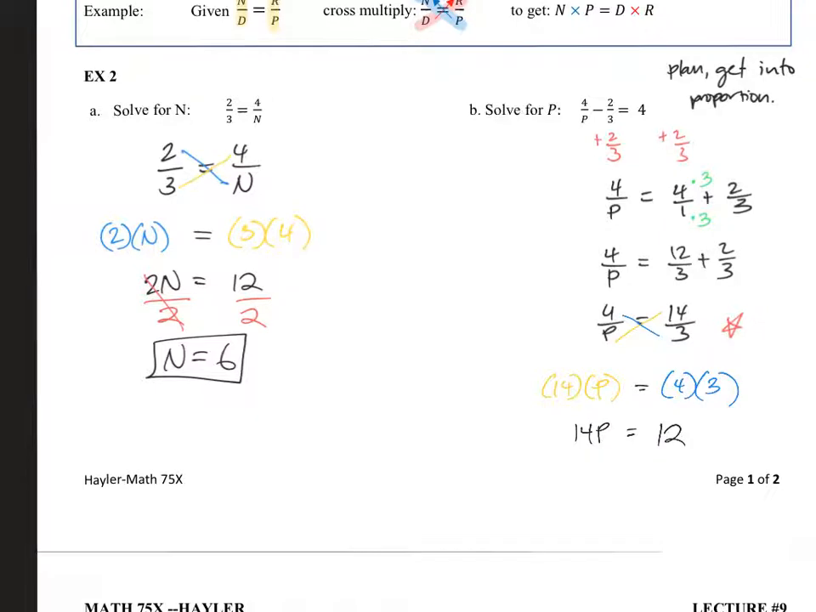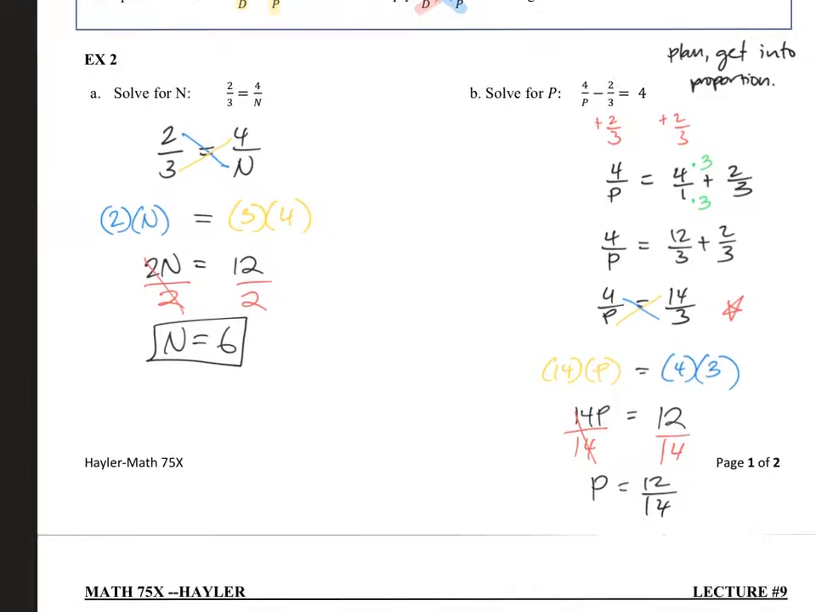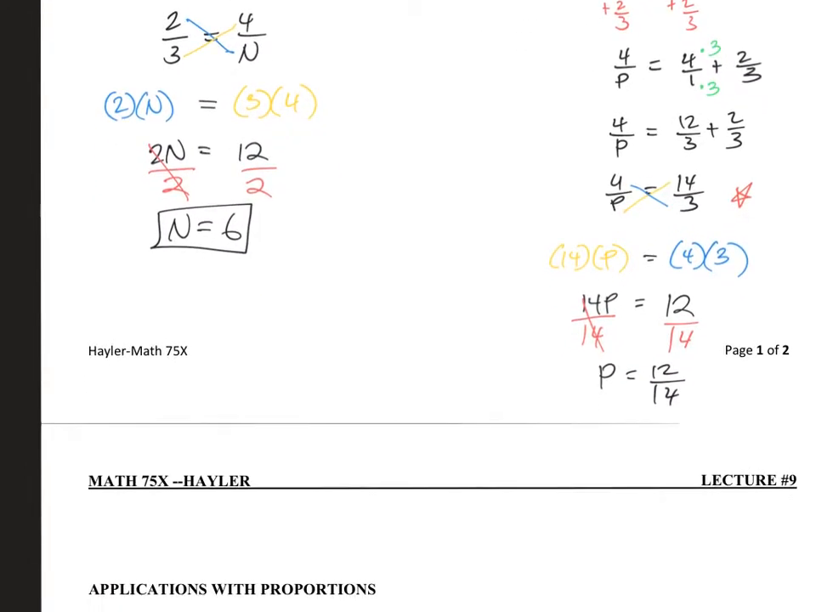Okay, solving for p, we're going to go ahead and get rid of that 14 that's being multiplied by dividing it. And then p equals 12 over 14. But 12 over 14 is not simple. Those are both divisible by 2. Divide the top and bottom by 2, and I get p equals 6 over 7. And there we are, we're done. And remember, you can go ahead and check these by plugging them back into the equation to make sure your answer is correct.